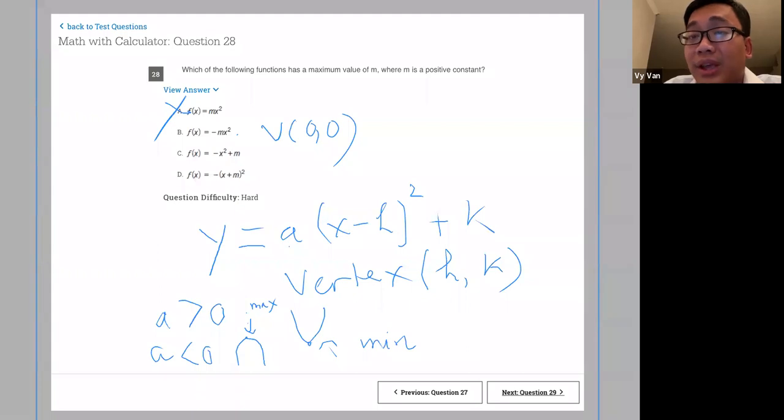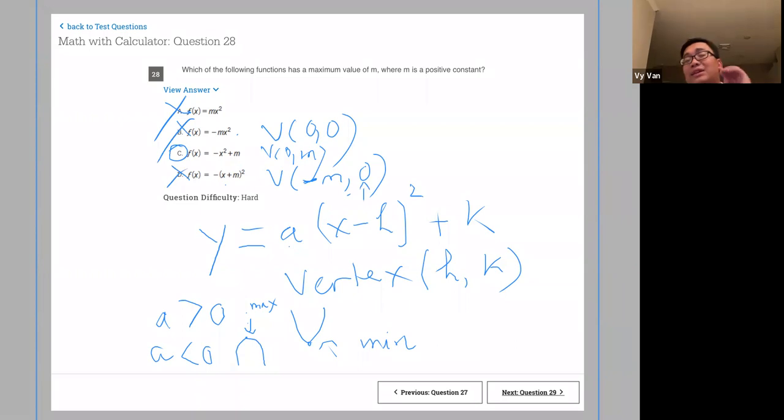Not m. Here, what is the vertex? For this one, the vertex is h is 0 and k is m. So the maximum value is actually here. For this one, the vertex is at negative m and 0 because k is 0. So the maximum value for this is actually 0. So the answer is not D. The answer is C. And that's how you solve this.